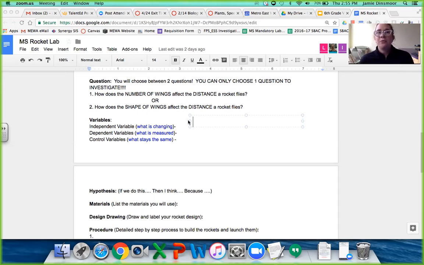But we want to identify our independent variable, our dependent variable, and our control variables. So our independent variable is what we are changing as the scientist. So let's look at the first question. How does the number of wings affect the distance a rocket flies? What are we changing as a scientist if we're talking about question 1? Quantity of wings. Yeah, the number of wings. So IV stands for independent variable. We are changing the number of wings.